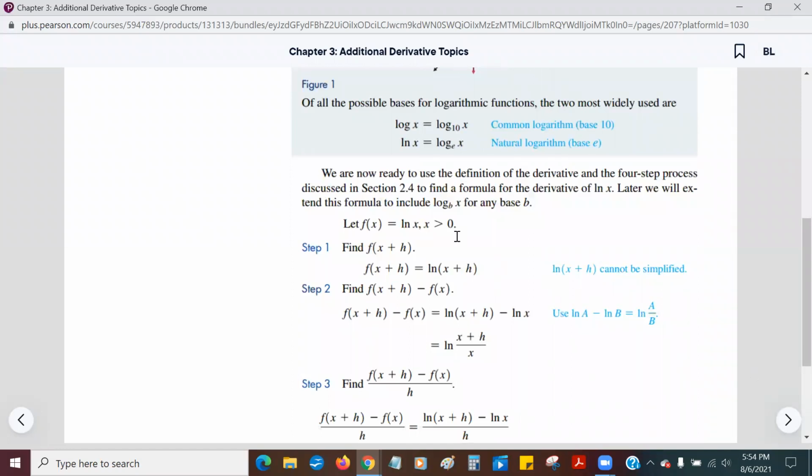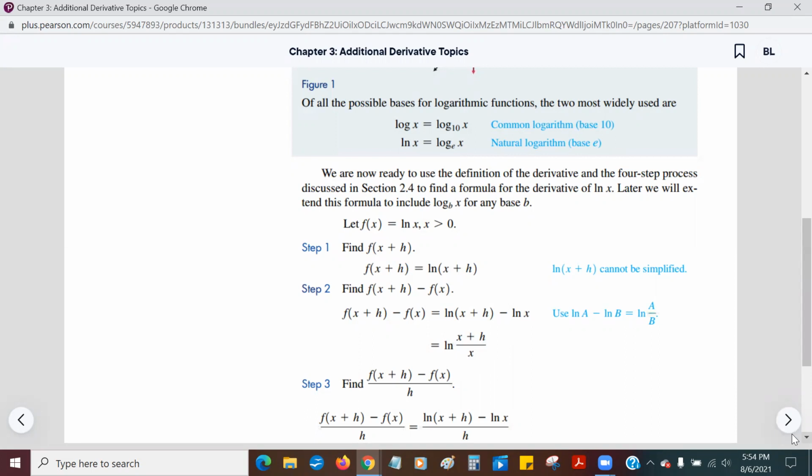Now let's find the derivative of y equals ln x. So f of x plus h is ln of x plus h. f of x plus h minus f of x is ln of x plus h minus ln x. But by log properties, that's the ln of this fraction, 1 plus h over x.